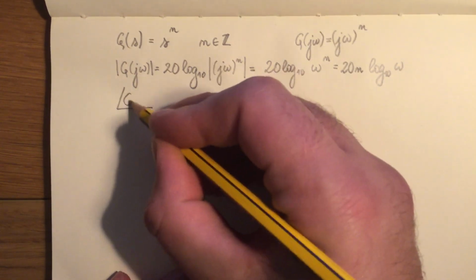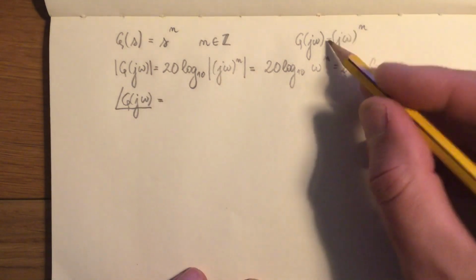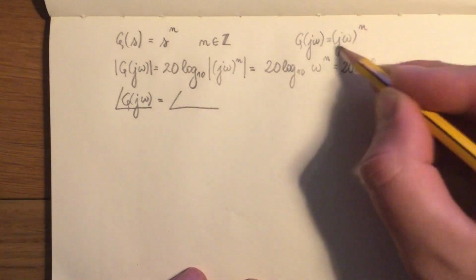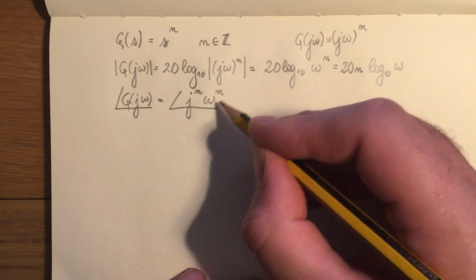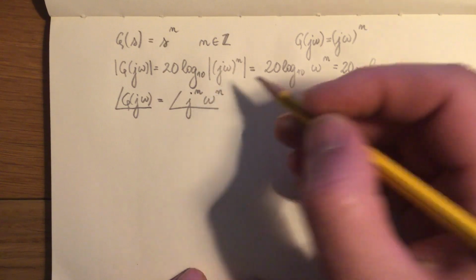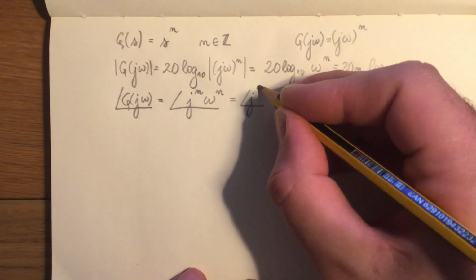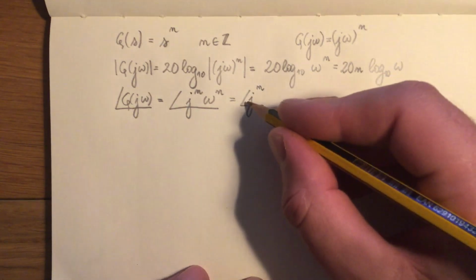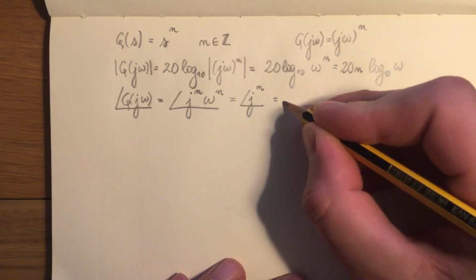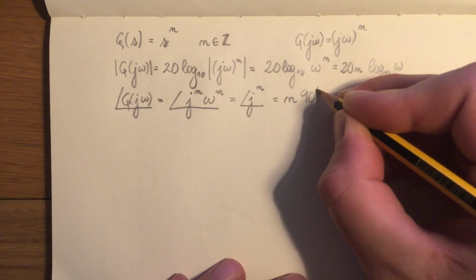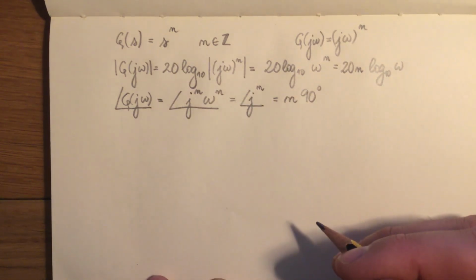As to the phase of G(jω), it is equal to the phase of j^n ω^n. Now, ω^n is a real number. It does not change the phase. We will just have the phase of j^n. And as we know, the phase of j^n is equal to n times 90 degrees, which is the phase of j, the imaginary unit.